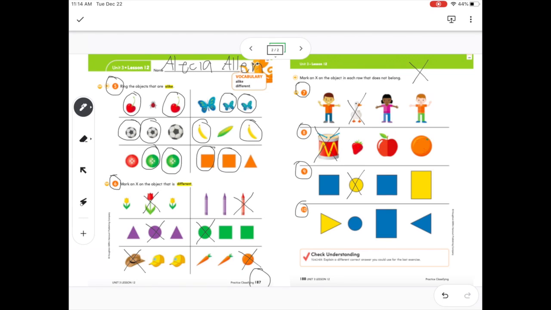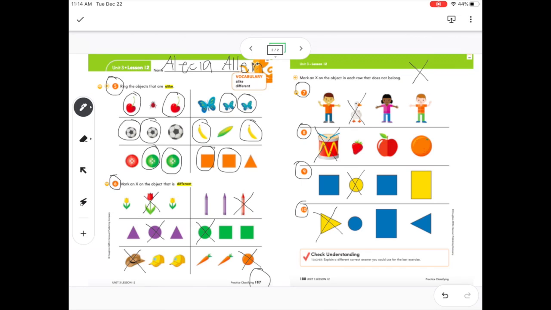Last but not least is number 10. Let's see. Triangle, circle, rectangle, triangle. Well, you could do a couple different things here, but I'm going to pay attention to the colors. I see a yellow, a blue, a blue, a blue. So I'm going to put an X on top of the one that is yellow.